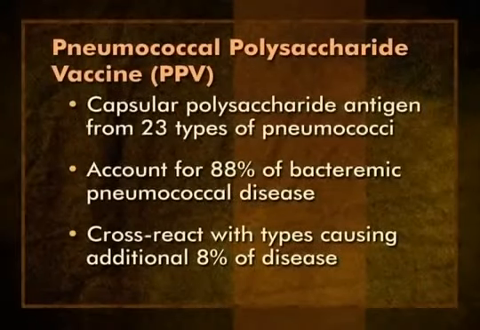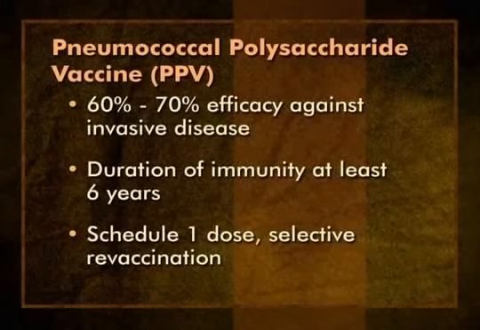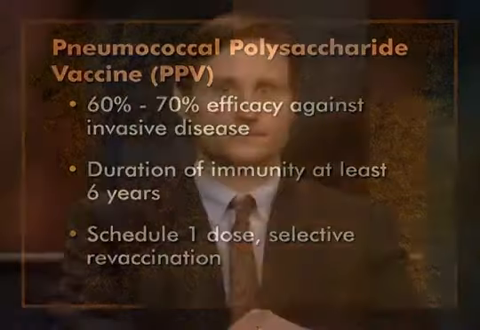Pneumococcal polysaccharide vaccine contains purified capsular polysaccharide antigen from 23 types of pneumococci. These 23 serotypes account for 88% of bacteremic pneumococcal disease and cross-react with types causing an additional 8% of disease. The efficacy of the polysaccharide vaccine has been estimated at 60 to 70% against invasive disease, but appears to vary to some extent with underlying disease. The duration of immunity is at least 6 years, and the schedule is 1 dose with selective revaccination.